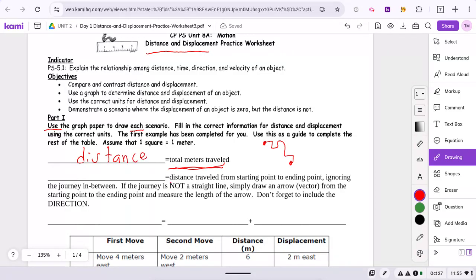But then this is going to be the distance traveled from starting to ending point, ignoring the journey in between, like if it was a straight line. Okay, so I'll change color and show you like if this was flying in a helicopter. This straight line from here to here would be your displacement.